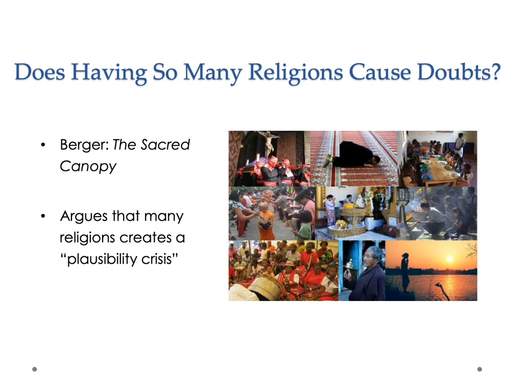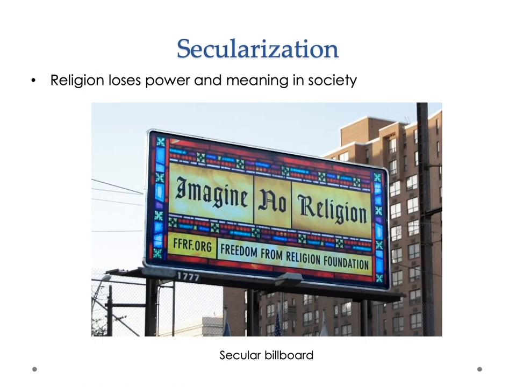Berger uses this as one of the explanations for secularization, or why it is that throughout Europe and North America, there seemed to be an increase in secularism, or people who do not hold religious beliefs, and where religion begins to lose its power and meaning in society. But that the United States is still a very religious place continues to surprise many sociologists, in part because it challenges, to a degree, Berger's thesis. It goes against the wisdom of the field.